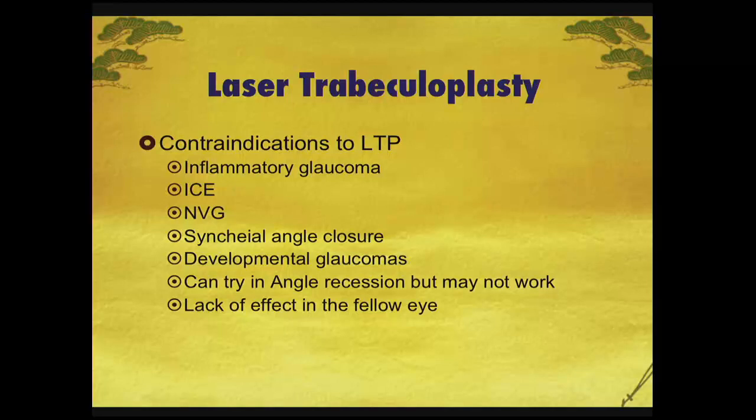There are many contraindications to doing trabeculoplasty. If you have an inflamed eye, you don't want to use it because it can increase inflammation. In ICE syndrome and neovascular glaucoma, it's not going to help because the angle is actually not open. Also with synechiae, there's going to be no benefit. Developmental glaucomas are going to see no benefit. In angle recession, you can try it, although success is at a lower rate than in primary open-angle glaucoma. And if it has no effect in one eye, it shouldn't be done in the second eye.